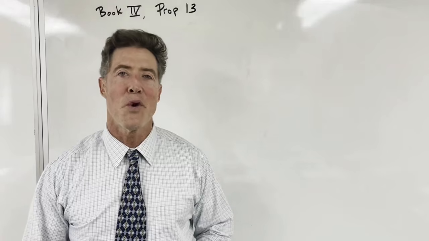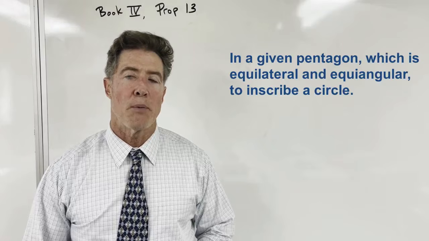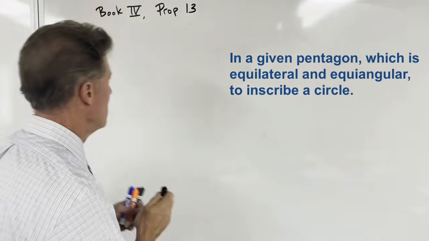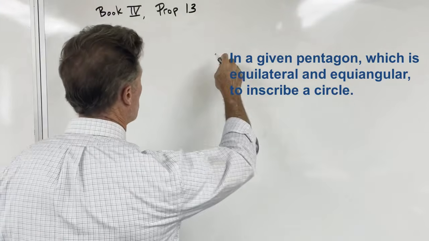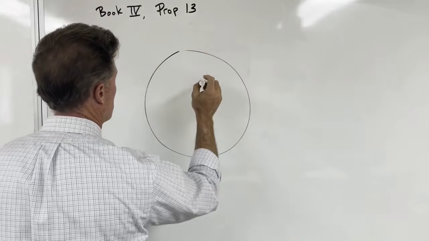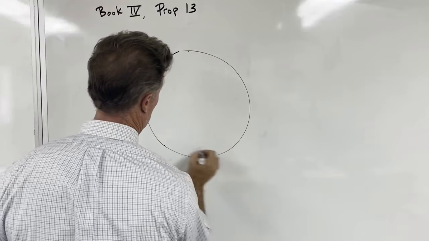Euclid's Elements, Book 4, Proposition 13. In an equiangular and equilateral pentagon, to inscribe a circle. So let's have a regular pentagon. And the only way I know how to make one that doesn't look terrible is actually to inscribe one in the circle.